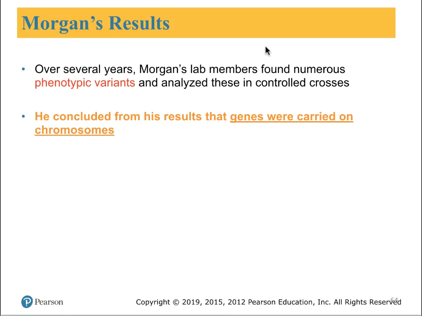With Morgan's experiments, his laboratory were breeding these flies continuously for a number of years, and during those years they discovered numerous phenotypic variants or mutations, and they analyzed the crosses that produced these variants, and then they used the variants to perform further genetic crosses to deduce genetically what was happening. Before we consider his experiments, let's go straight to his conclusion. He concluded that the results were consistent with the hypothesis that genes are carried on chromosomes.